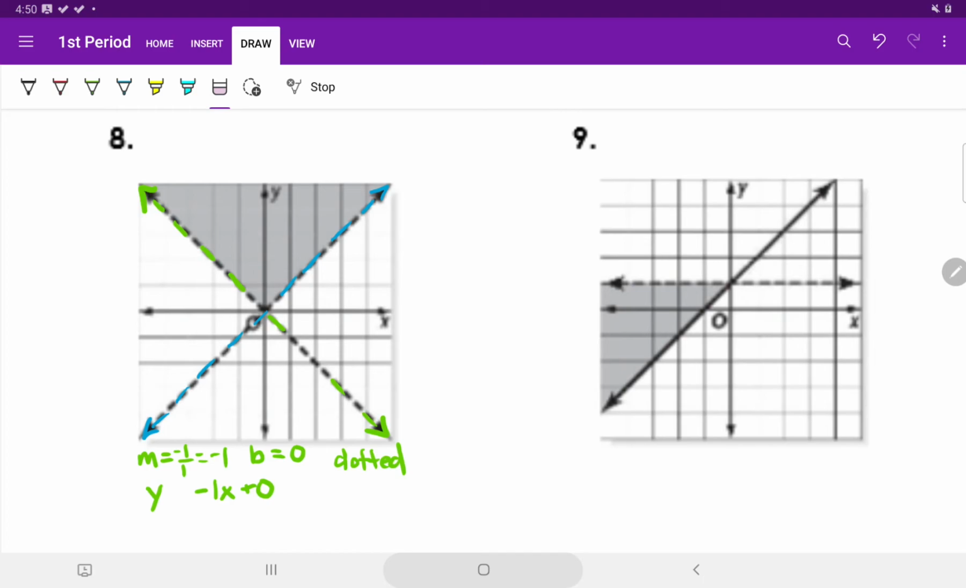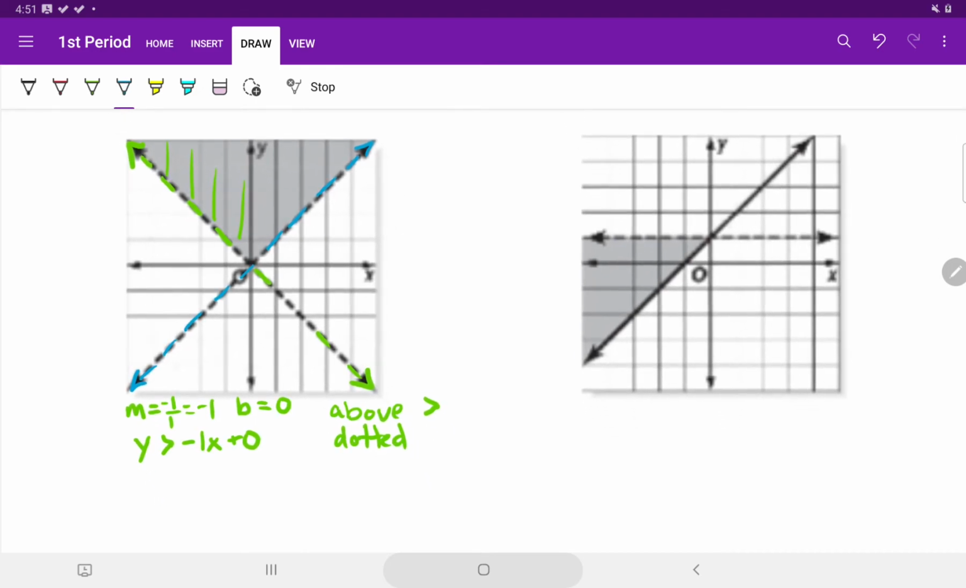shaded, well, let's do it the other way around. This shading is above the green line, so that's going to be above and dotted. So that'll be a greater than symbol, and there's no equal to component here because it's dotted. So I'll just leave that blank. So here's our symbol.